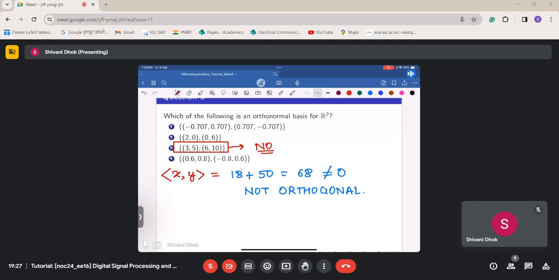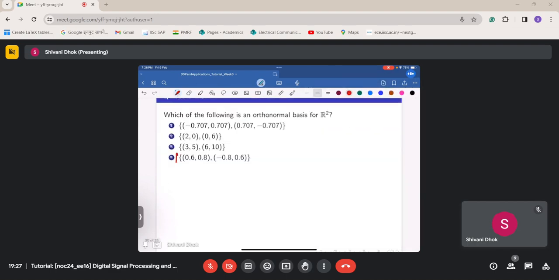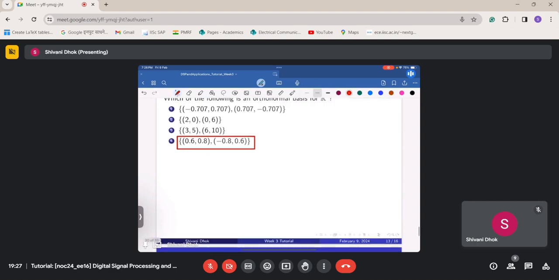Now let us look at the fourth one. Again this is x, this is y. So let us look at x, y. So here this thing is 0.6 into minus 0.8 plus 0.8 into 0.6. So this is equal to 0. So at least we know that they are orthogonal.